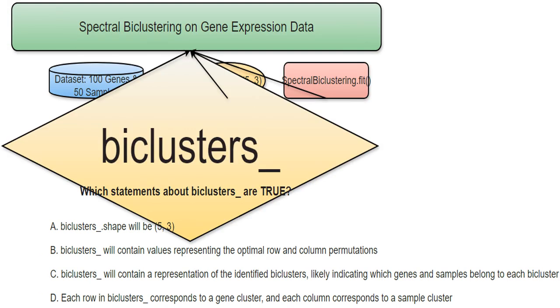This statement is incorrect. The shape of biclusters doesn't directly match the number of gene and sample clusters, 5 and 3. Biclusters holds more information than just the number of clusters. It tells me which genes and samples belong to each cluster.